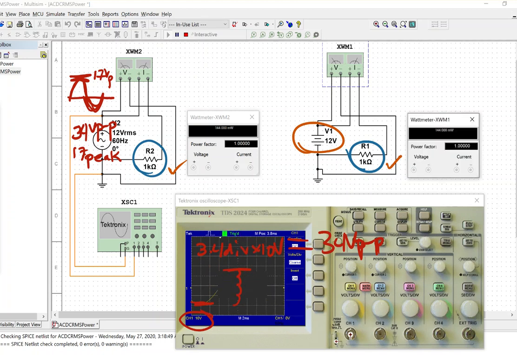But they are wattmeters, and when I open both of these wattmeters, what I notice is that I have the same 144 milliwatts on each as dissipated power through each of these resistors. So that means that, yes, a 17-volt peak AC waveform gave me the same dissipated power as a 12-volt DC source. Therefore, this has an RMS equivalency of 12 volts RMS.